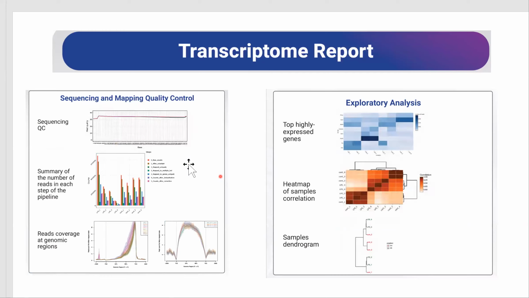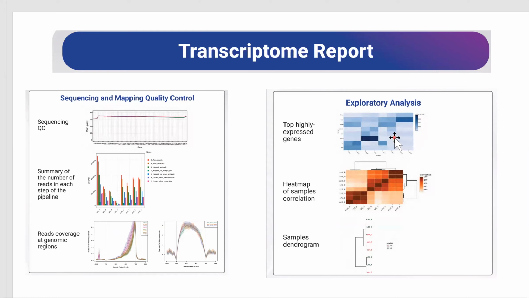contain a lot of information, starting from sequencing and mapping quality information. So here we see the reads sequence quality, and then the number of reads that we have per sample as we step through the pipeline. Here we can see the coverage, the reads coverage on genomic regions. The genomic region is the gene body.